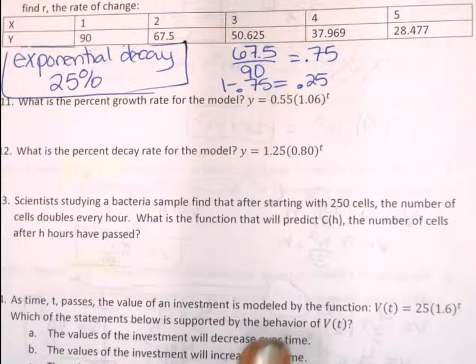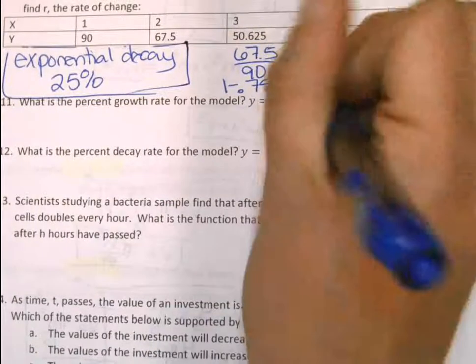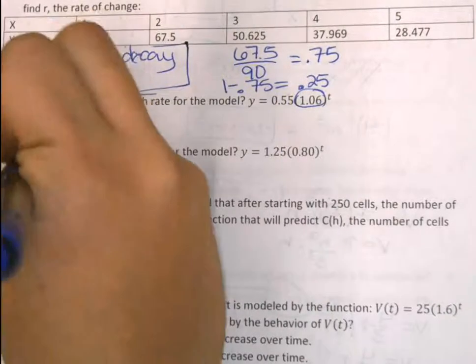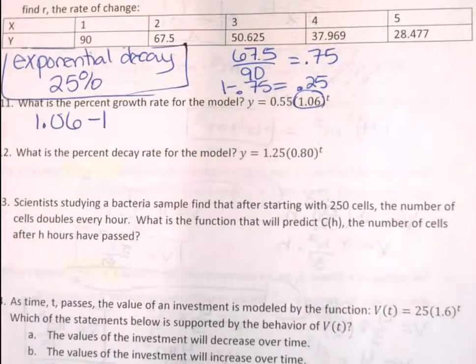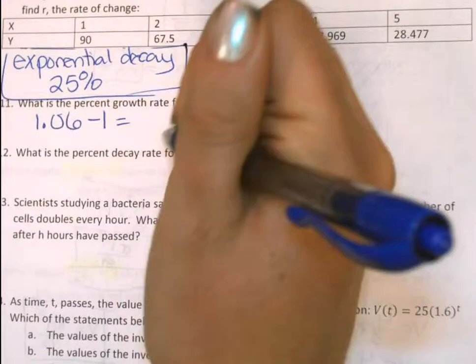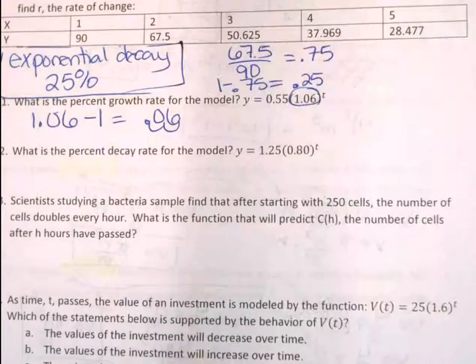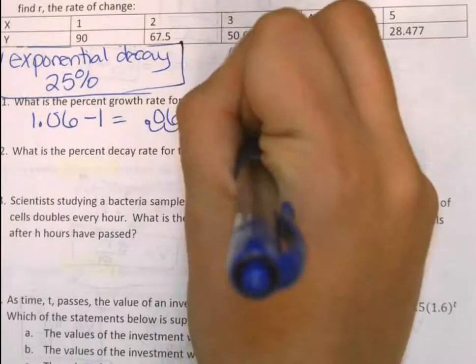On number 11, it wants me to find my growth rate. What I do is I take the piece inside the parentheses. Since it's larger than 1, I'm going to do 1.06 minus 1. I need to figure how much is increasing every year. 1.06 minus 1 is just 0.06. And I move the decimal place over 2 to turn it into a percent, and it turns into 6%.